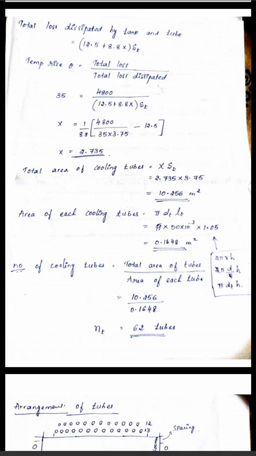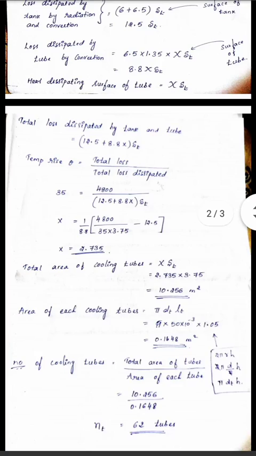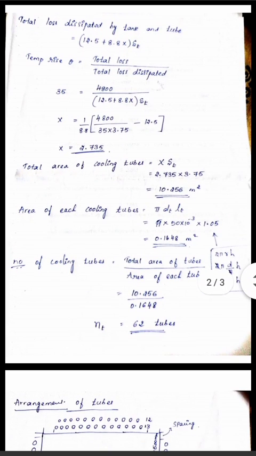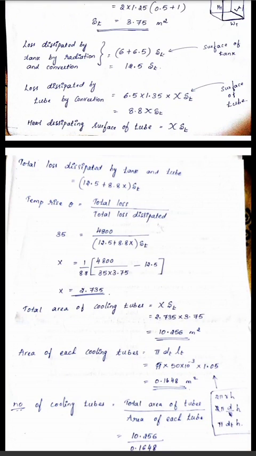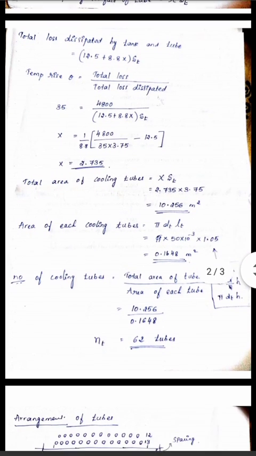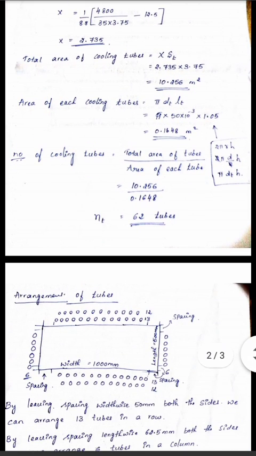So the St value you already know, it is 3.75. Substitute it here and simplify the equation, and you will get the x value as 2.735. If x is known, then you can find the value of x into St, which is the heat dissipating surface of the tube. That will give you x into St as 10.256 meter square.